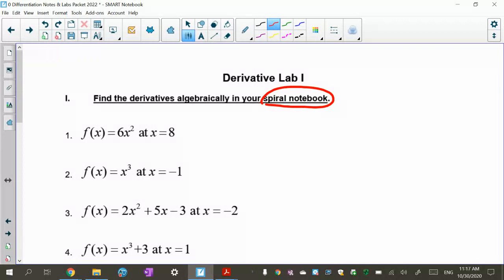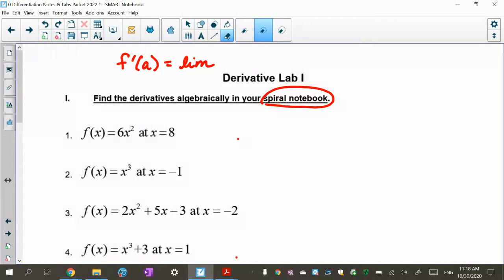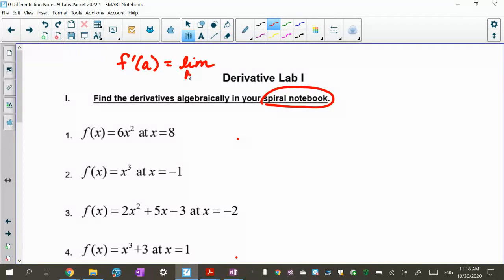The formula that you're going to use for this is going to be a little bit different. When you find the derivative, you're going to do f prime of a is going to be the limit as h approaches 0 of f of a plus h minus f of a all over h.